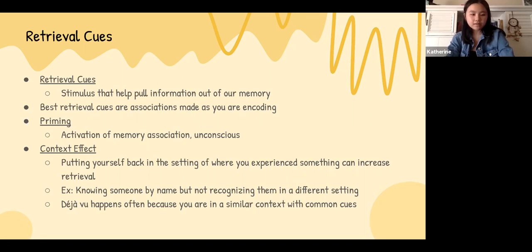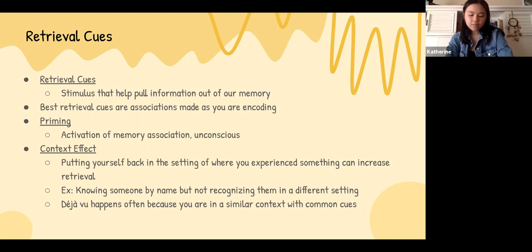And then we have the context effect. Putting yourself back in the setting of where you experienced something can help increase the chance of retrieval. So for example, if you know someone by name, but you might not recognize them in a different setting because you're only used to them in a certain context. For example, if you made a friend with someone at school, but then you end up seeing them elsewhere, you might not end up recognizing them because it's in the wrong context.